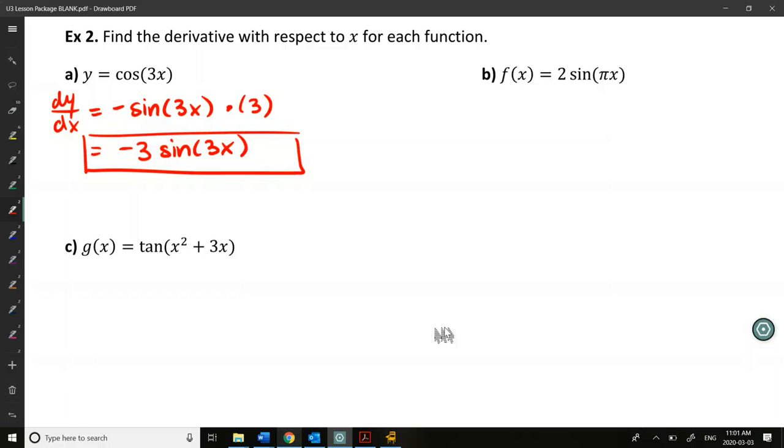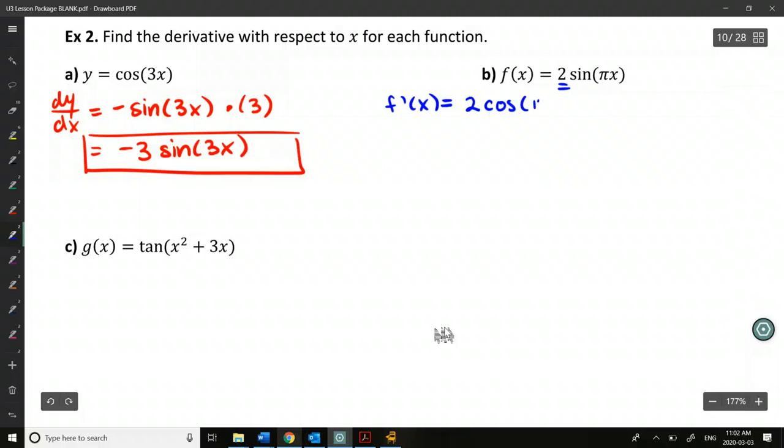Michael, go ahead. Okay, so you have 2 cos, pi, and then in brackets pi x. Okay, so this is the constant multiple rule here. Keep the 2, do the derivative of sine, and then what's the last part, Michael? You multiply it by pi. Why pi? Because it's the derivative of the inside. Right.